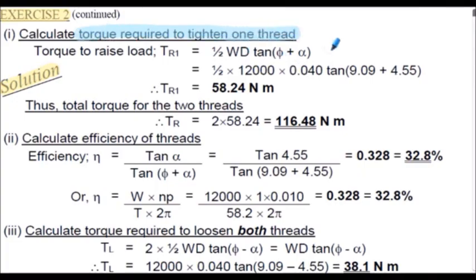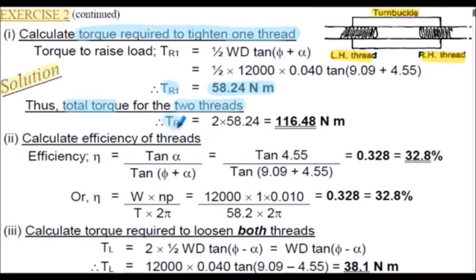Don't forget there are 2 threads here effectively. The left hand and the right hand threads in our turnbuckle have to be turned. So I've calculated the torque required to turn one of the threads here, but the total torque required will be 116.48 Newton meters because we have these 2 threads here.